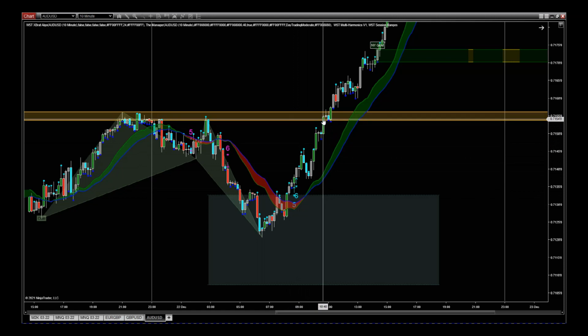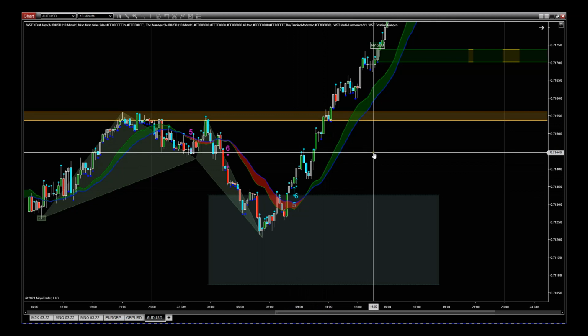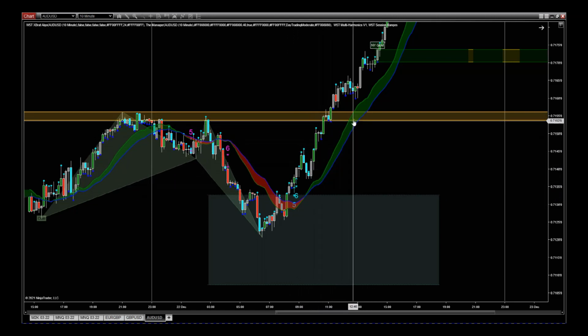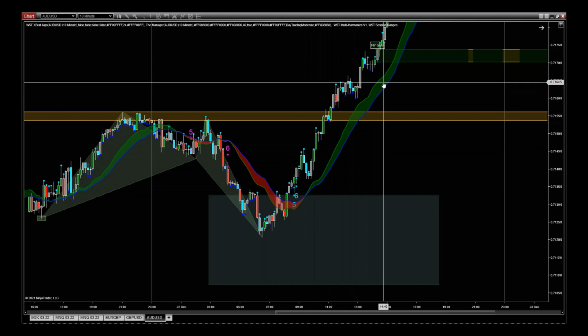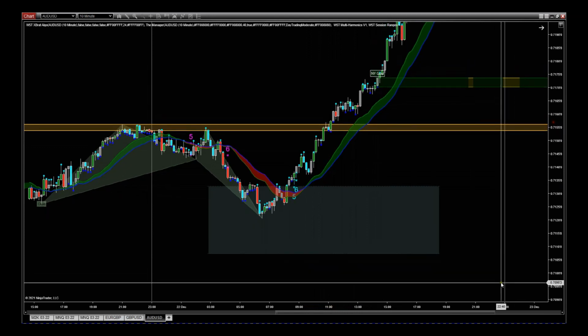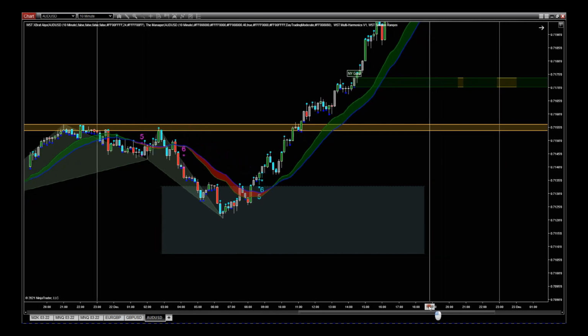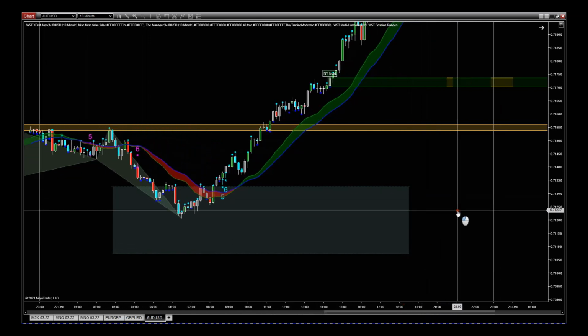Resistance isn't the ceiling. It's not made out of concrete. It can be pushed through, and in this case it did. And we're using the manager here at this point with this green ribbon to actually stay in the trade. So that's XBRAD algo, auto harmonics, and the manager together.